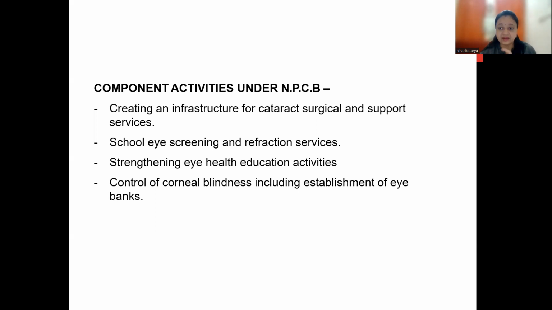That is, first is creating an infrastructure for the cataract surgical and support services. Second, school eye screening and the refraction services. Third is strengthening the eye health education activities. Fourth is the control of corneal blindness, including the establishment of the eye banks.